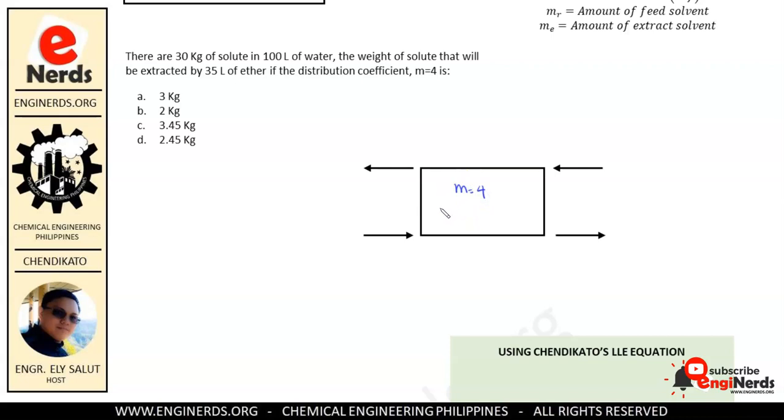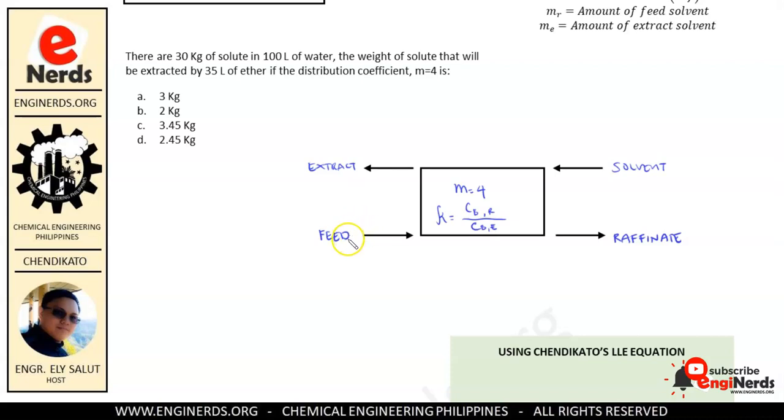And as I said before, distribution coefficient is equal to the concentration of the solute in our raffinate over the concentration of the solute in our extract. Okay, so isulat na muna natin yung mga given natin. So, label natin kung saan ang ating feed, ang ating raffinate, ang ating solvent, and ang ating extract. Okay, para guided na tayo kung saan natin ilalagay yung mga values natin.